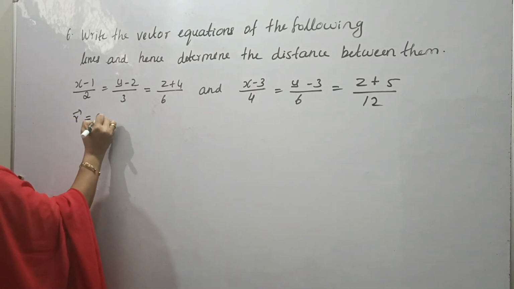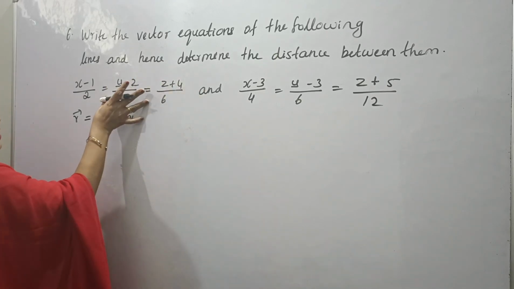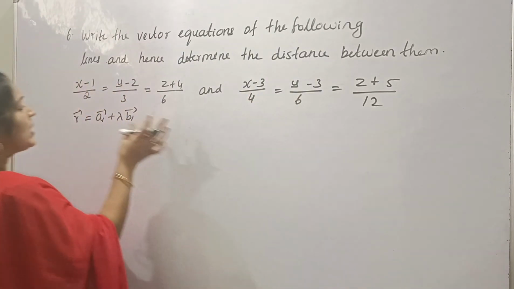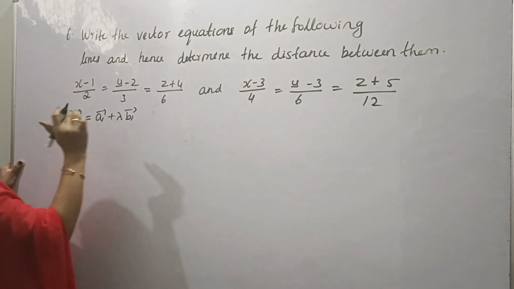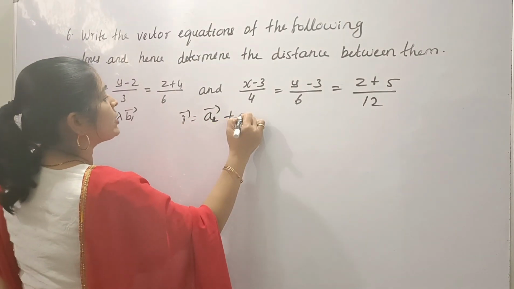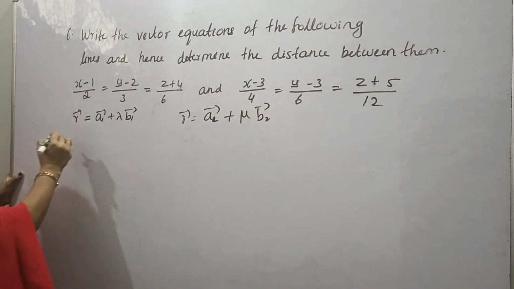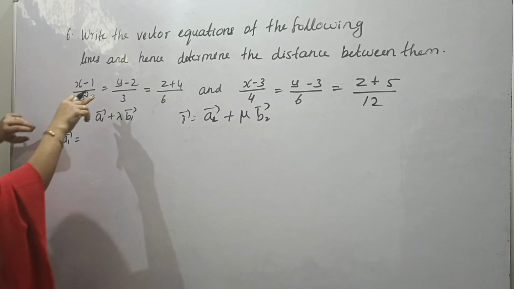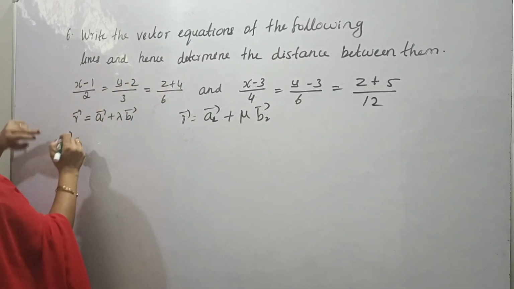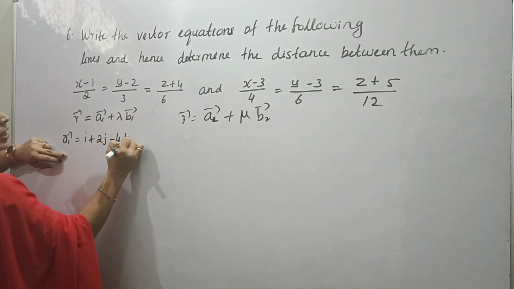So first let's write the vector equation of a line: vector r is equal to vector a1 plus lambda vector b1. Suppose these are the Cartesian equations of a line L1 and a line L2. So this is the vector equation of line L1, and the vector equation of line L2 is vector r is equal to vector a2 plus mu vector b2. So what is vector a1 and vector b1? Here we know that this line is passing through the point (1, 2, minus 4). So vector a1 is i plus 2j minus 4k.